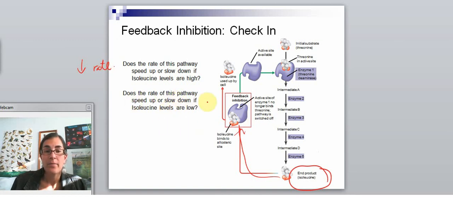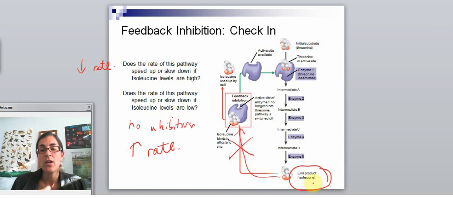If isoleucine levels are low, right, so now I have not enough product, then I won't get this happening. So I won't have any inhibition. And so this will speed up the rate of the pathway, right? So again, this is fine-tuning and automating this whole process. If I have too much product, I will slow down the production of the product. If I don't have enough product, then I will speed up the rate of the product. This is a nice way to regulate chemical reactions in the cell.